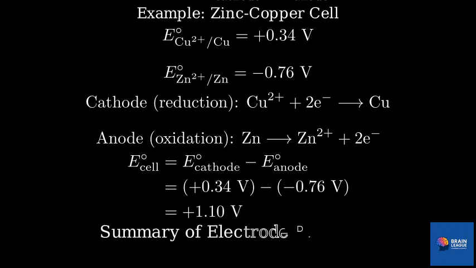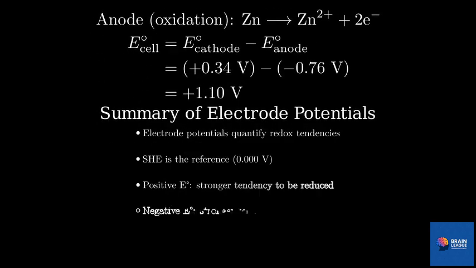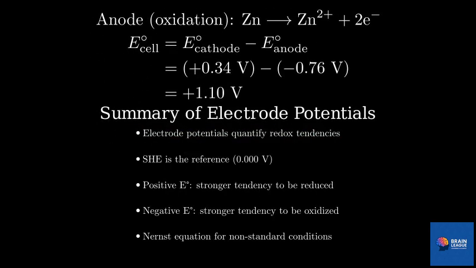To summarize, electrode potentials quantify the tendency of a species to gain or lose electrons. The standard hydrogen electrode serves as our reference point with 0 volts. Positive potentials indicate a stronger tendency to be reduced. Negative potentials indicate a stronger tendency to be oxidized. And for non-standard conditions, we use the Nernst equation to calculate the actual potential.